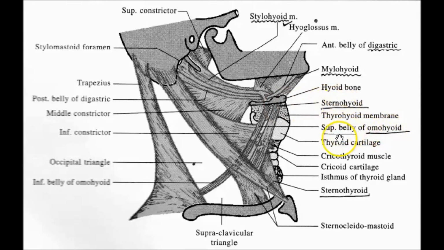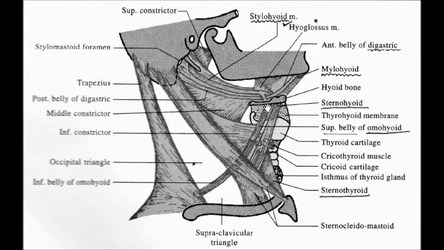Then second we will see the omohyoid muscle. It has two bellies, the superior belly and the inferior belly. It arises from the scapular notch and is inserted into the hyoid bone. It also lowers your hyoid bone. It is supplied by the ansa cervicalis C2 and C3. The sternohyoid was C1 and C2 and omohyoid is C2 and C3.